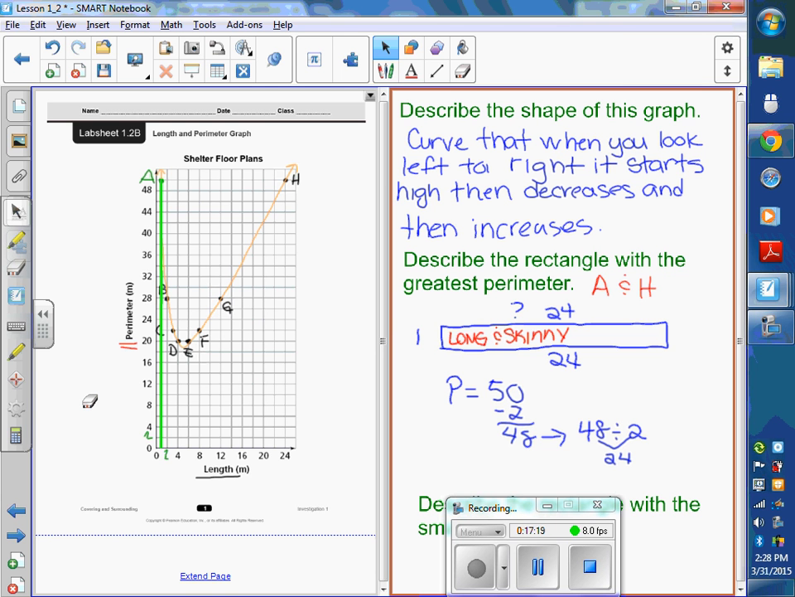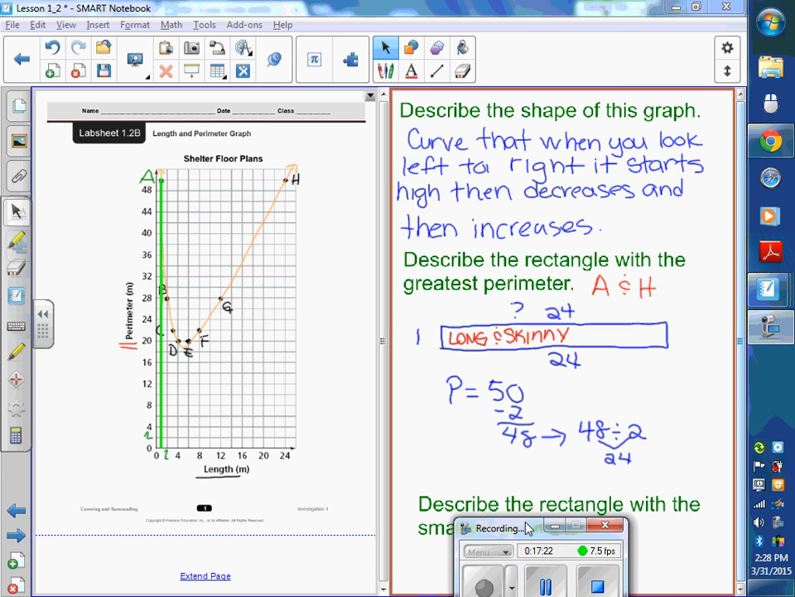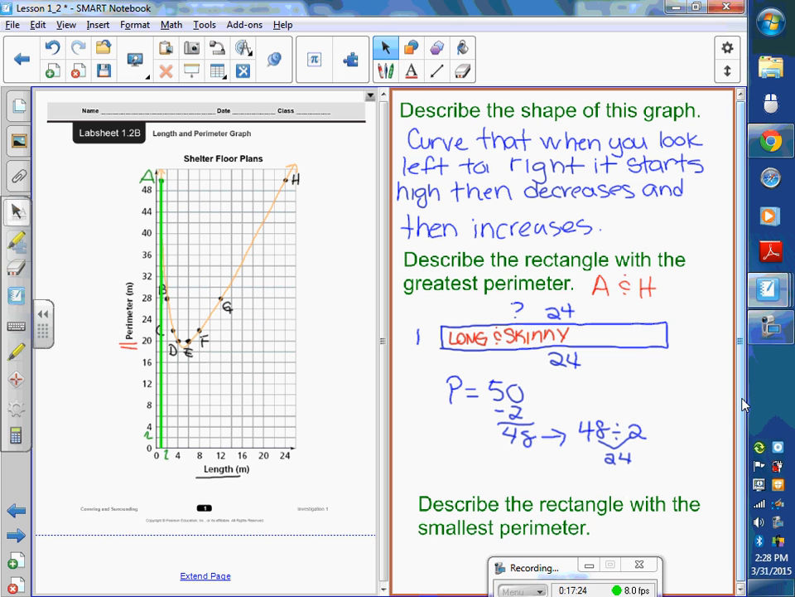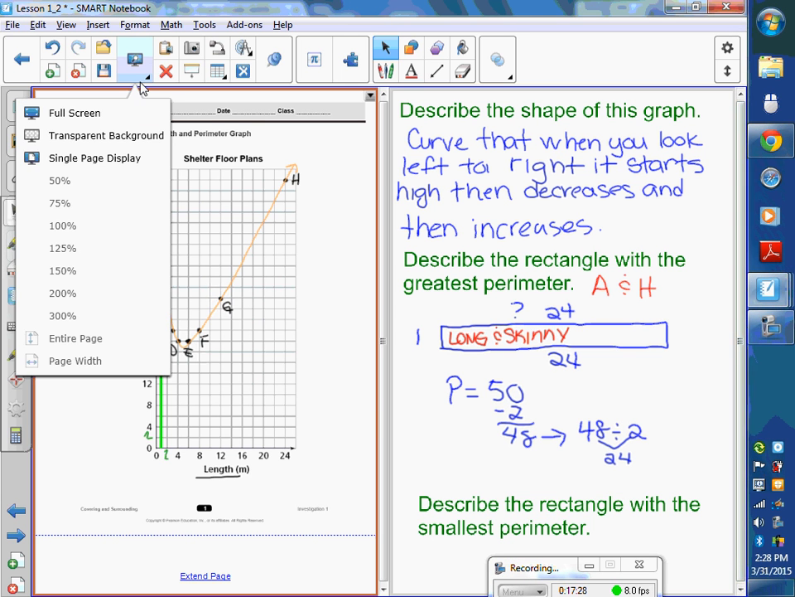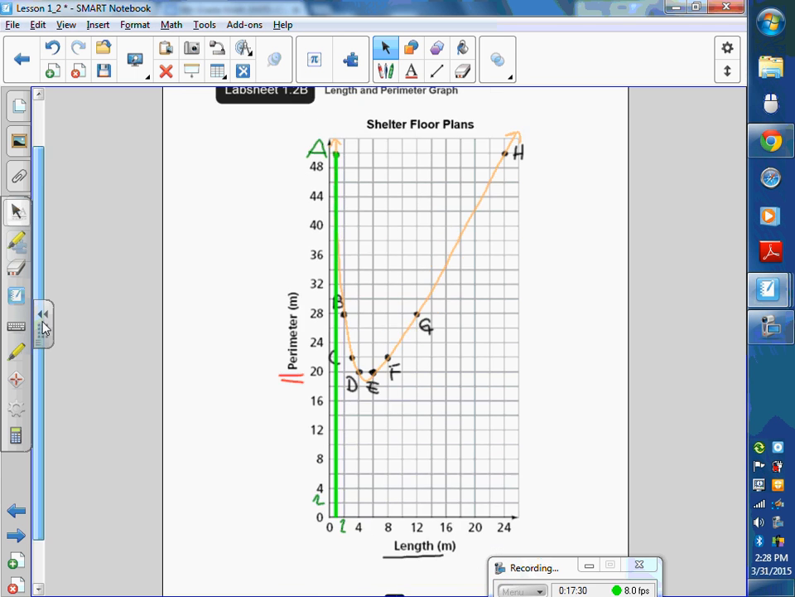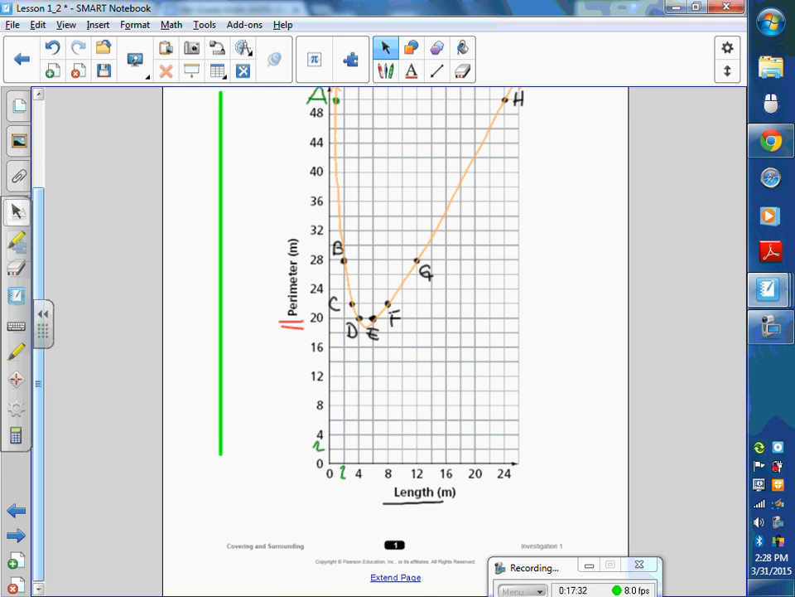Okay, and we're going to go one more question here. Describe the rectangle with the smallest perimeter. So let's see, go back to the graph. Where's the smallest perimeter? Somebody knew. Yeah, Aaron? D and E, because they're the lowest point, right?